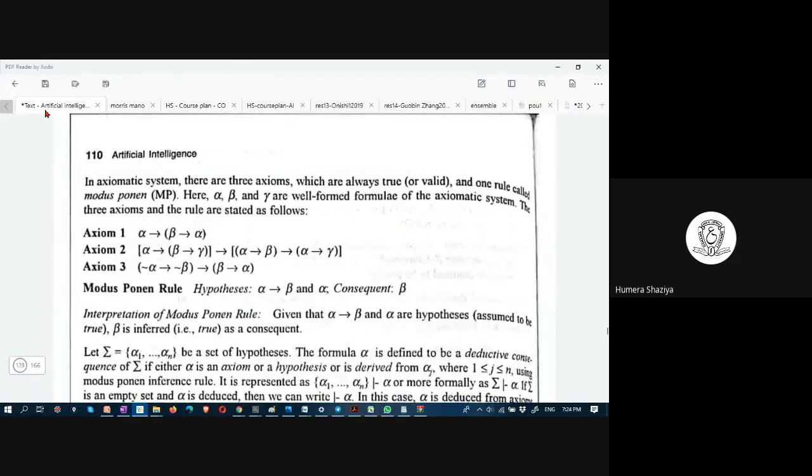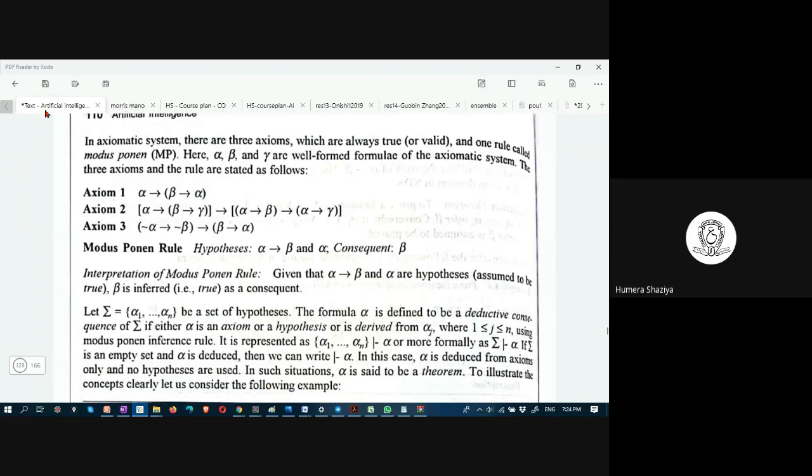Further, the axioms of axiomatic system include axiom 1, 2, and 3. Axiom 1 is alpha implies beta implies alpha. Axiom 2 is this: alpha implies beta implies gamma, whole expression implies the expression alpha implies beta implies alpha implies gamma. Axiom 3 is not alpha implies not beta, which implies beta implies alpha.